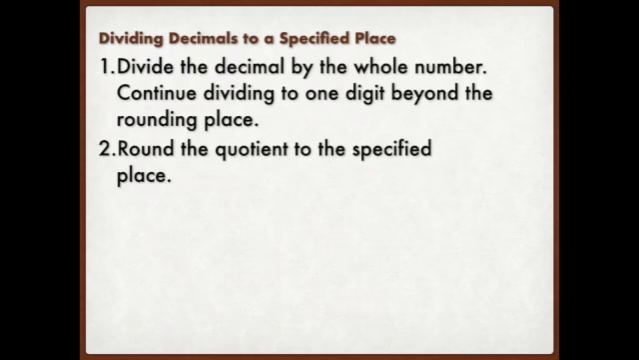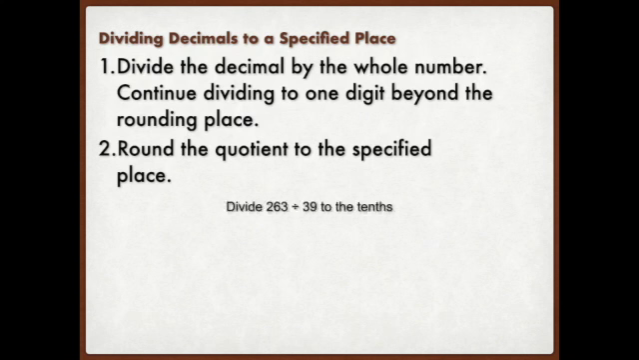Now there are 2 steps for dividing decimals to a specific place. You're going to first divide the decimal by the whole number and continue dividing to 1 digit beyond the rounding place. So when we say specific place, this is saying if they're asking you to round to the hundredths place, round to the thousandth place, you're going to have to round past that number because you have to look at what you are rounding up to or rounding down to. So number 2, then you're going to round the quotient to the desired specific place. So let's take a look at that.